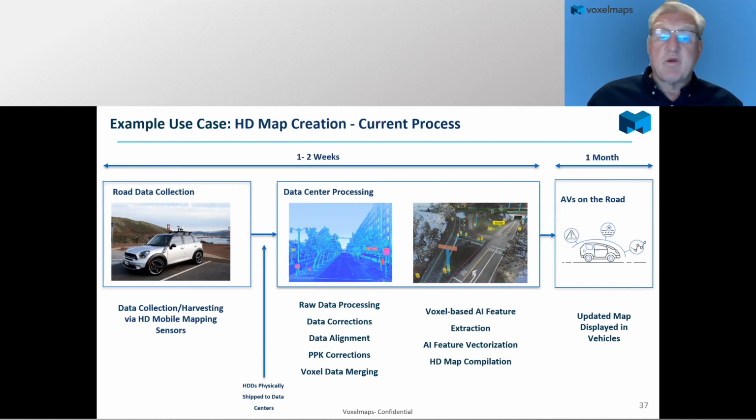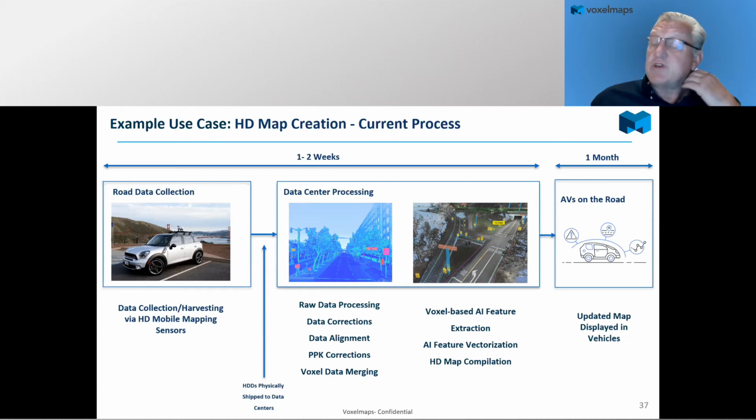So that's in the data centers where all the raw processing, data corrections, maybe PPK corrections, and then putting that into the Voxel data model. We can then do the AI feature extraction and the feature vectorization, and really create this high definition HD map, and then updating that map display within the vehicles on the road. So that can take a significant amount of time. So what we've seen is 1 to 2 weeks for this process, and about a month for actually getting the data to the end customer, which, if you think about that, 6 weeks, that's actually a pretty short time period if you think about in the grand scheme of things.